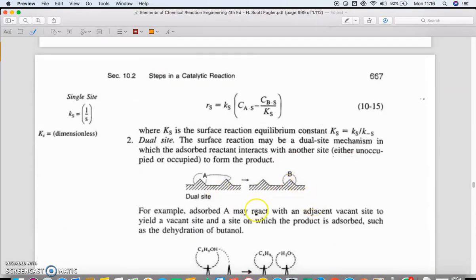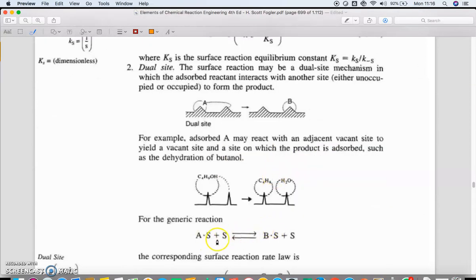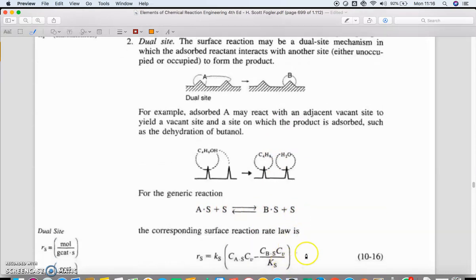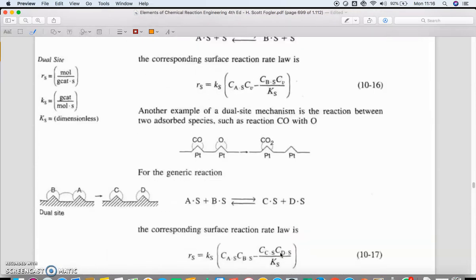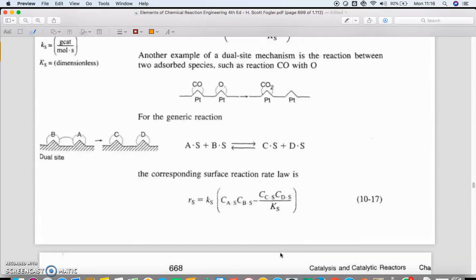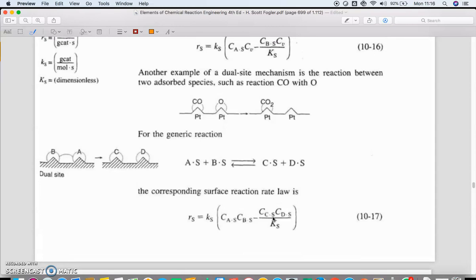While in dual site, it could be A dot S plus S giving B dot S plus S. The rate law that you will derive is something like this, which is Ca dot S times Cv, because this is the vacant part, and then Cb dot S times Cv, because this is also vacant. I think I stop here for this part, so we'll continue in part 5.